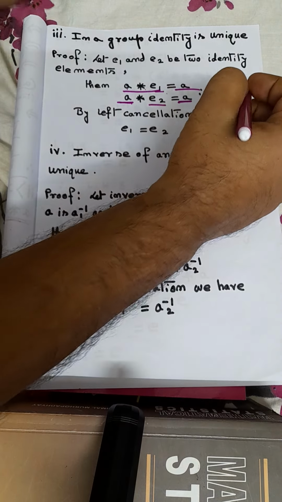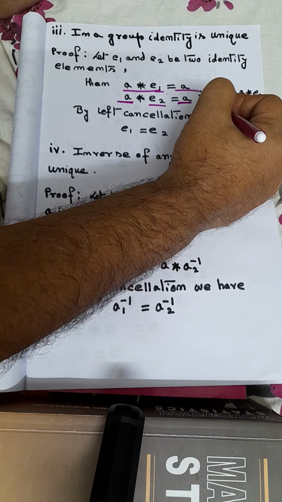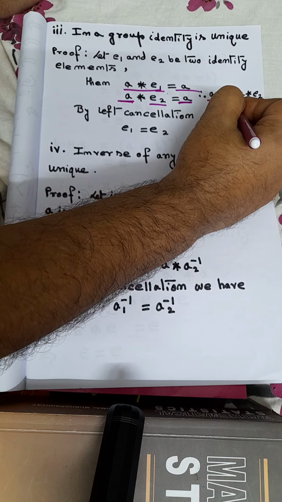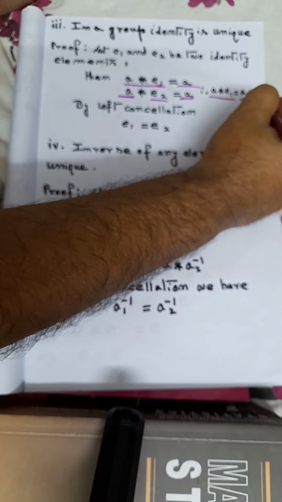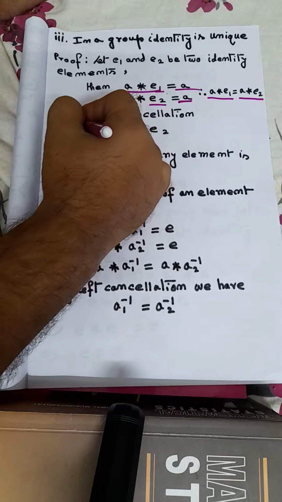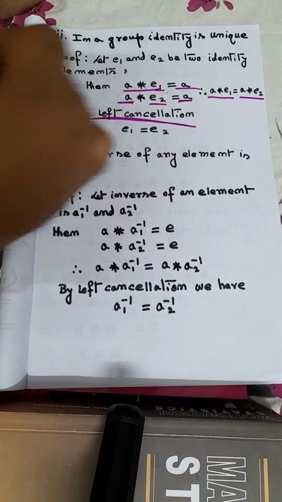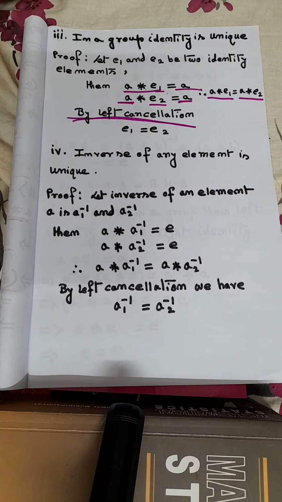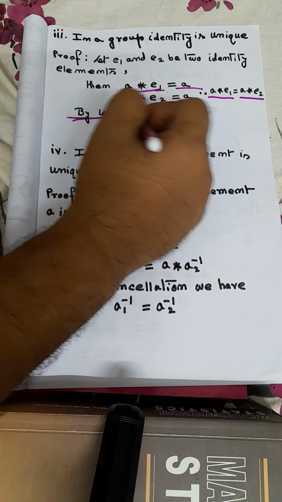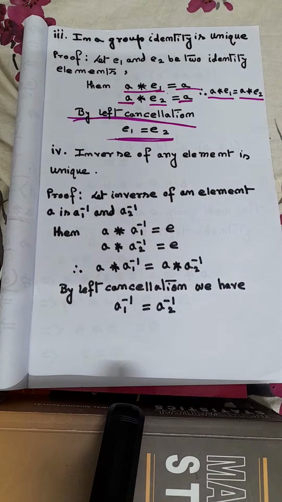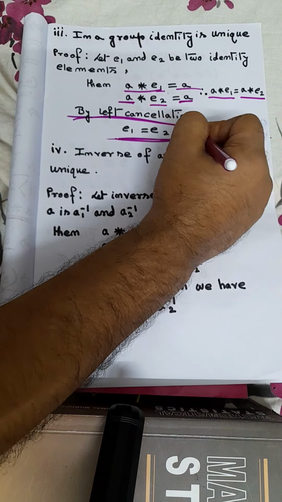And what does that mean? That means a binary operation e1 equals a binary operation e2, and by the left cancellation, since left and right cancellation hold for groups, as we saw in the previous example, we can say e1 equal to e2. That means the identity is unique, that is e1 equal to e2 equal to e.